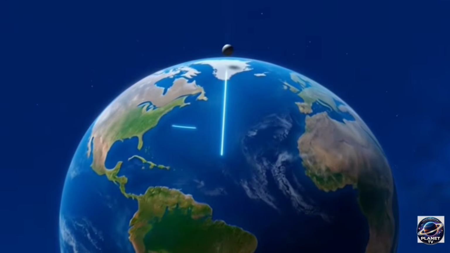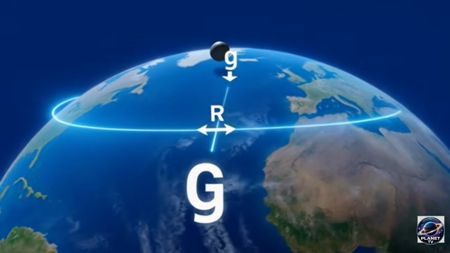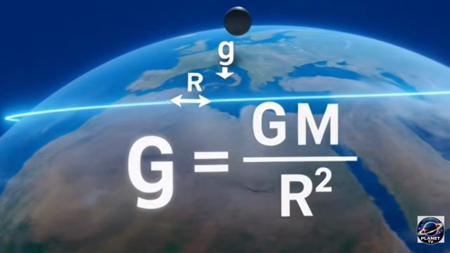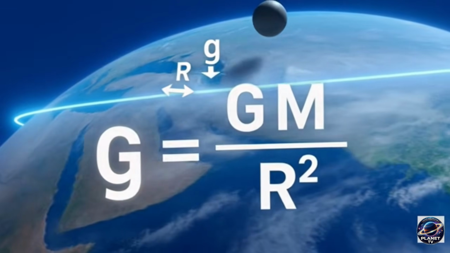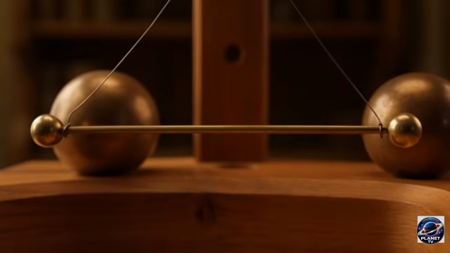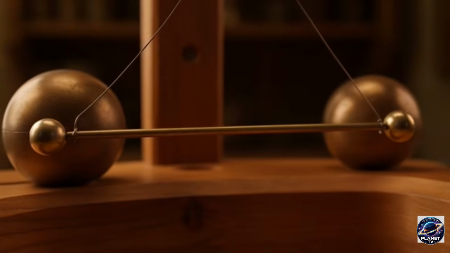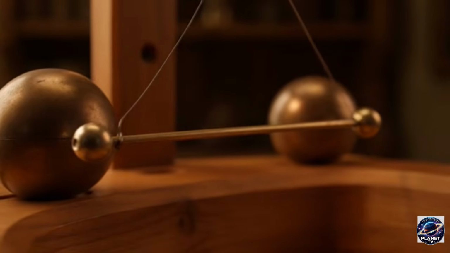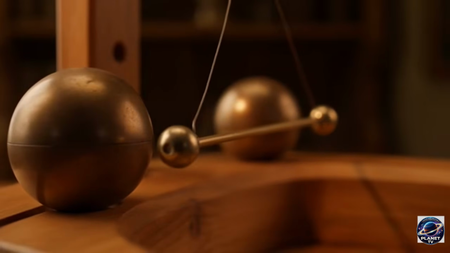The idea of the experiment was very bold. If all objects with mass attract each other, then the two large lead spheres would attract the two small spheres. This force was extremely weak, so weak that it only caused the horizontal bar to rotate by a very small angle.